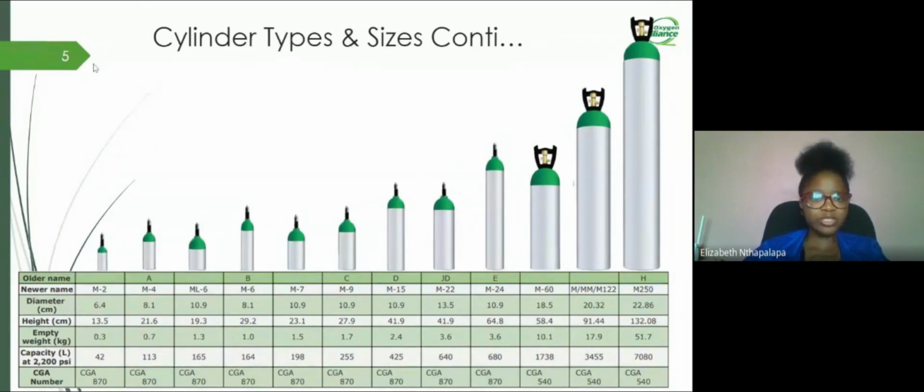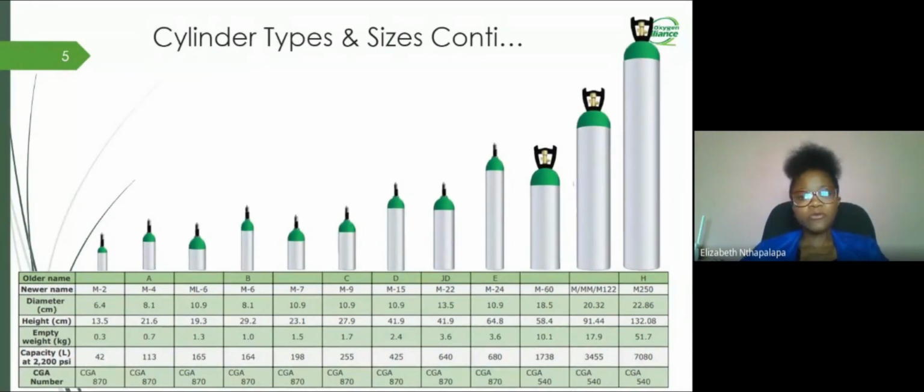And here are some of the common cylinder sizes along with their capacities and portability. As we can see from our table, we have different naming systems for these cylinders: A, B, C, D, E, and H. Actually, these are older names, but now they're also known by names like M4, M6, M7, M9, to the very last one, which is the M25.